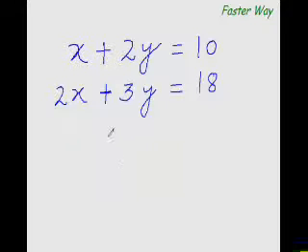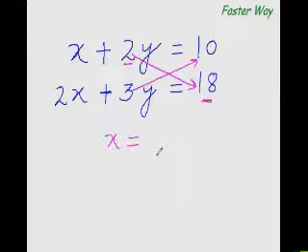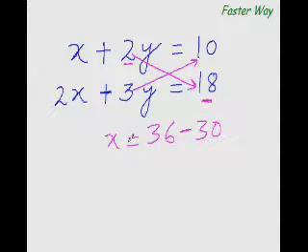Now, to find the value of x, all you need to do is multiply this number with this number, like this, and then subtract from it the product of this number and this number. So 2 times 18 is 36, minus 3 times 10 is 30. Now this is the numerator. Now let's find the denominator as well.